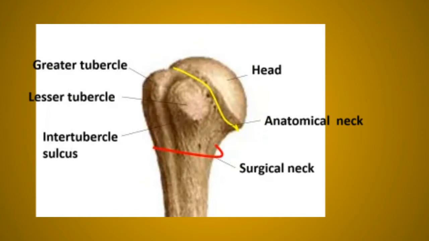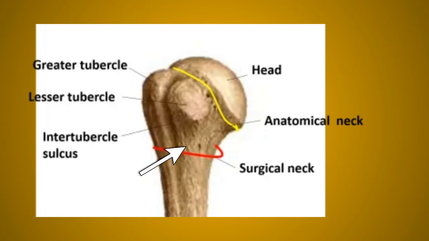Now we have one more neck of the upper end of the humerus, that is the surgical neck. This surgical neck is a narrow line separating the upper end of the humerus from the rest of the shaft. So remember, the anatomical neck separates the head from the rest of the upper end of the humerus, and the surgical neck separates the upper end of the humerus from the rest of the shaft.